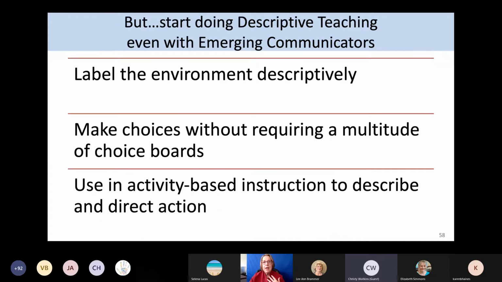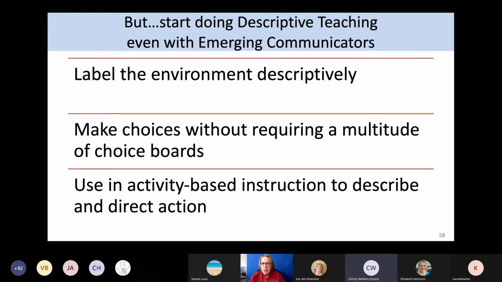All right, so that's some examples there, but I'm going to take us back a big step. You might be going, oh, well, I work with kids who are emerging communicators, so I guess this next hour doesn't apply to me. No, you can start laying the foundation of descriptive teaching and start doing descriptive teaching even with individuals with AAC users who are emerging communicators.